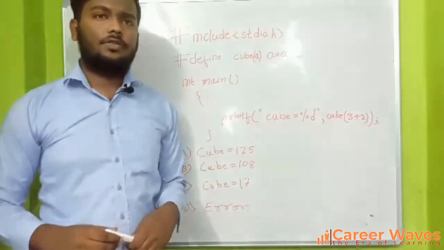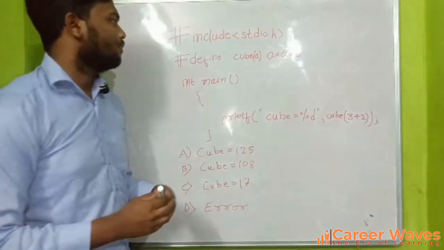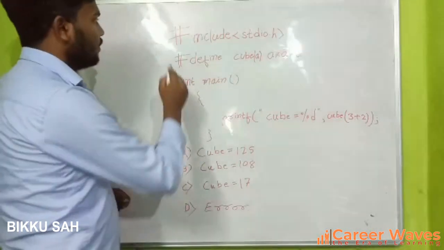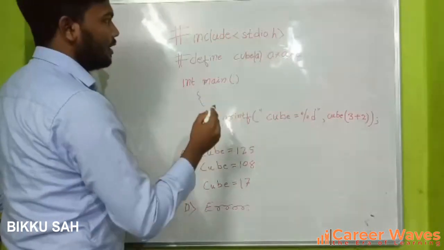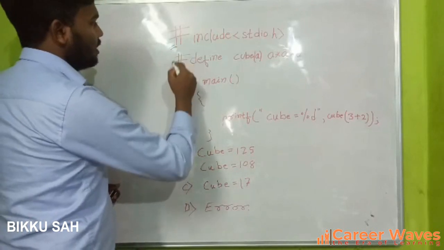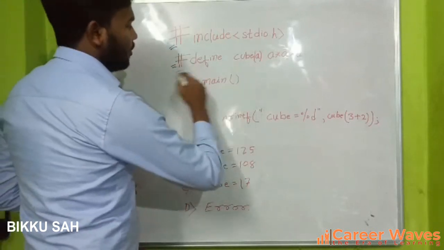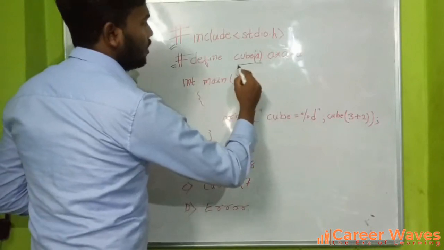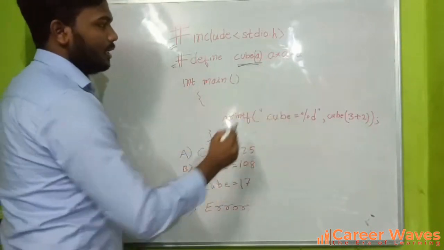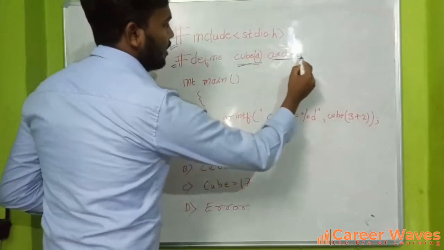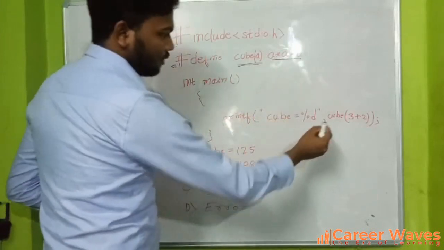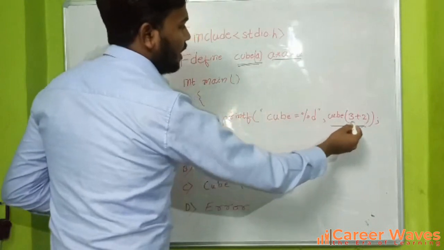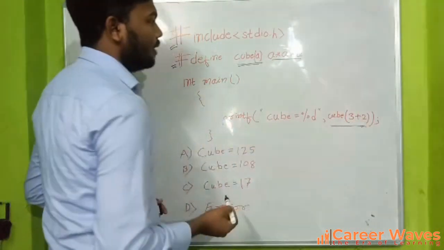So hello everyone, let us find the output for this code. As you can see, #define is used. First the preprocessor will read this line and resolve it. When coming to this line, the preprocessor will see this #define cube. Wherever cube is written, that line will be replaced with AAA. That is, this line will be replaced with AAA with an argument of 3 plus 2.